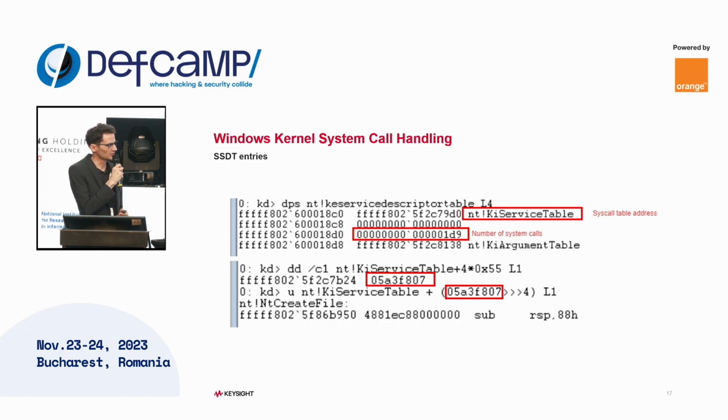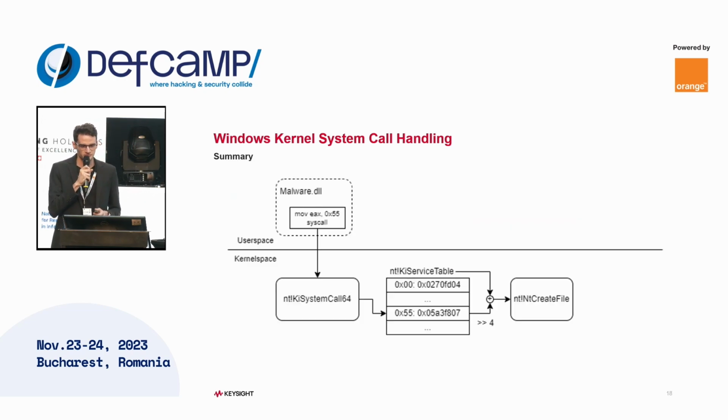And if we take a look at a running kernel with a debugger, we'll see that the entries from the SSDT table look something like this. So as a recap, the malware basically sets the value of the EAX register to the system call number. It performs a system call. In the kernel space, the KiSystemCall64 is executed. It looks into the SSDT table at the offset hex 55, takes that address, computes the absolute address, and then finally calls the NtCreateFile.